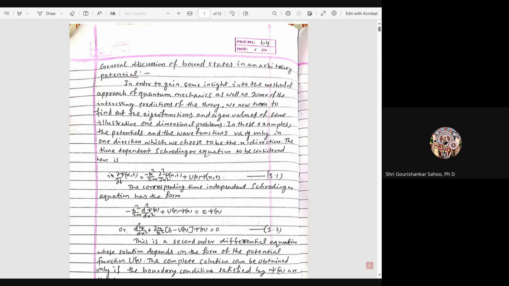And now we can go to the solutions of the quantum mechanical problems using the Schrodinger wave equation.